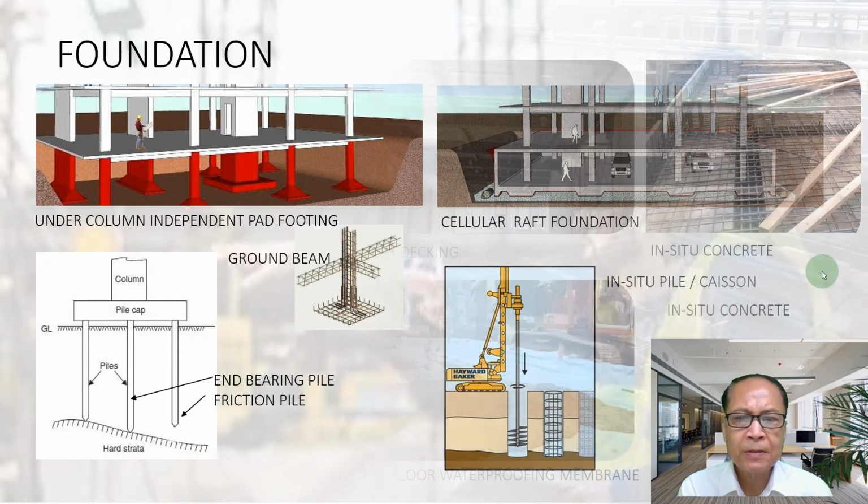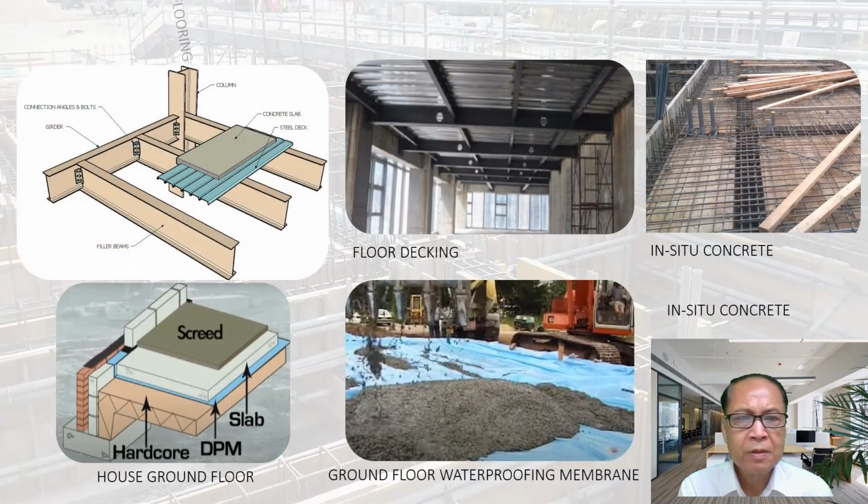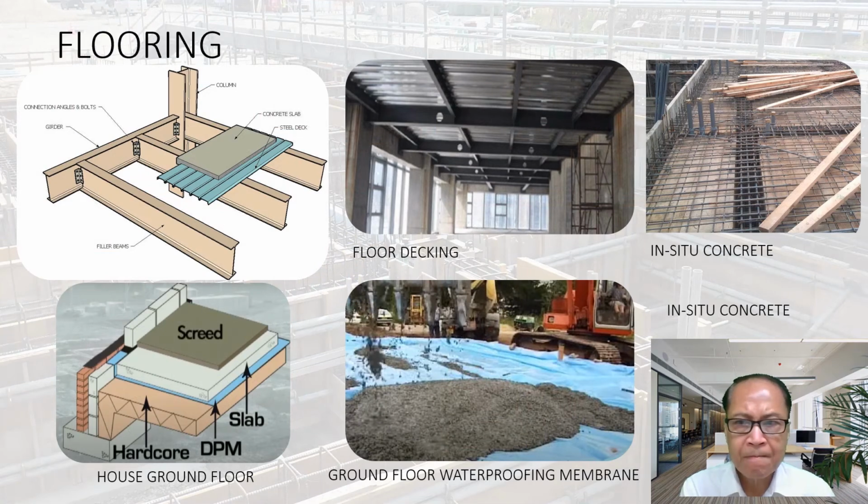So we talk about the flooring. For steel framing structure, the steel deck, this steel decking. We rest the steel deck on the girder or the beam, the framing beam, and pour the concrete on top of the metal decking like this. This is the main column, this girder. Now we can still see this kind of falling structure.